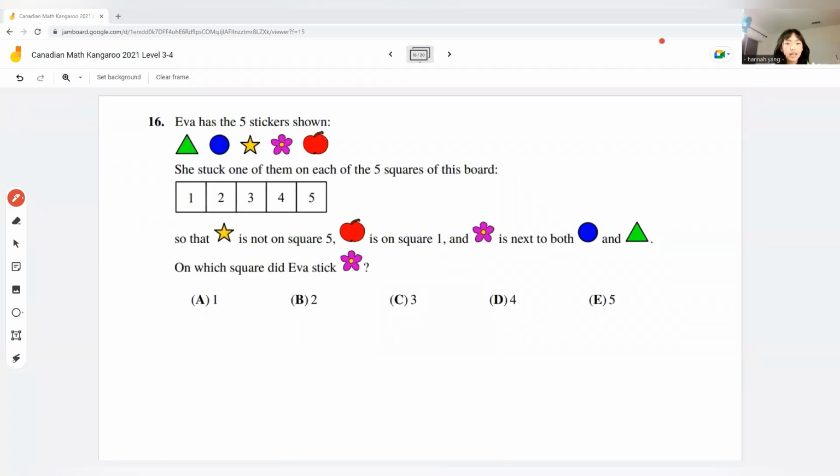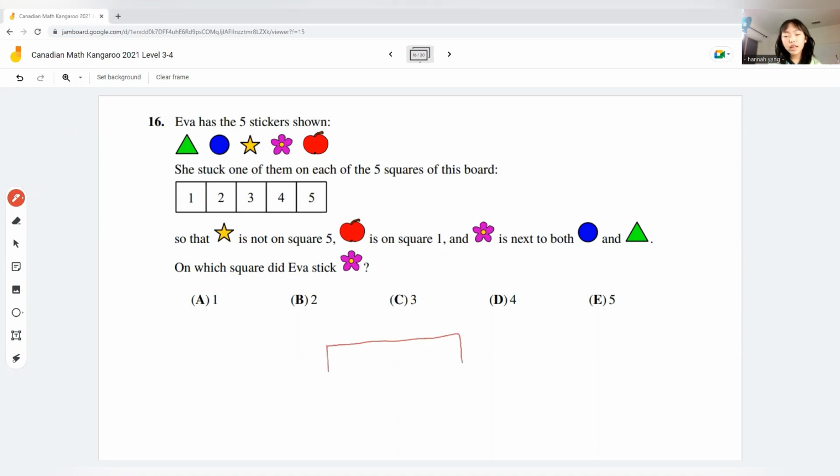Problem number 16. Eva has 5 stickers shown. She stuck one of them onto each of the 5 squares of this board so that the star is not on square 5. The red apple tomato sticker is on square 1, and the flower is next to both the circle and the triangle. On which square did Eva stick the flower?